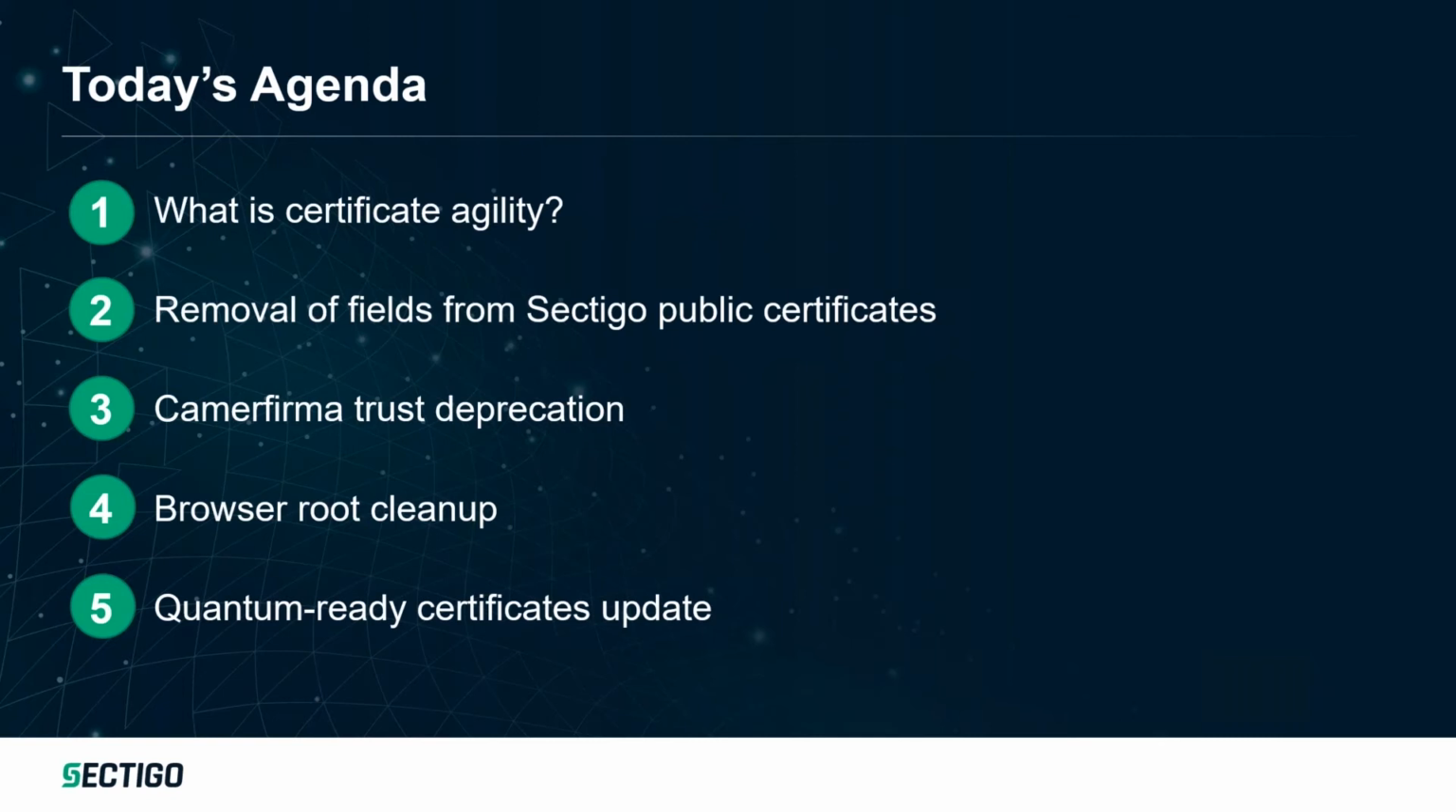So we are talking about fields that have been removed from Sectigo public certificates and more fields that are to be removed. This is a good thing to be aware of. It shouldn't affect the operation of your certificates in any way unless you're doing something highly unusual, but it's good to know that it's coming. This is the last time we will talk about the Camerfirma trust deprecation. It is complete, and we'll tell you what's up with that, and then we won't discuss that again starting next quarter. There's a browser root cleanup that is going on that could affect you and is worth understanding what's happening. And then we just wanted to give you an update on quantum ready certificates because it's been about a year since we talked about it last.